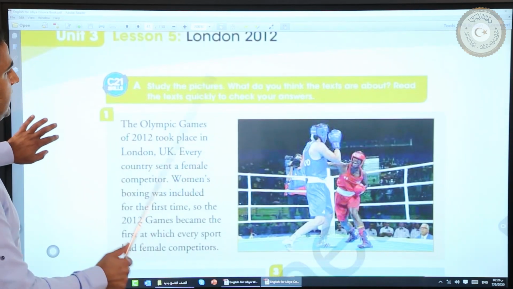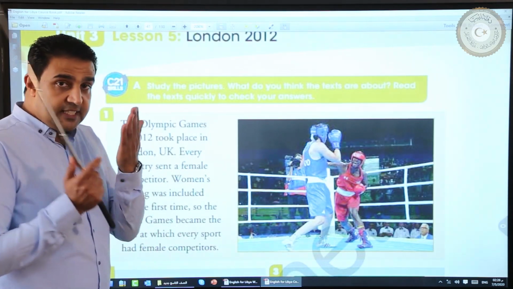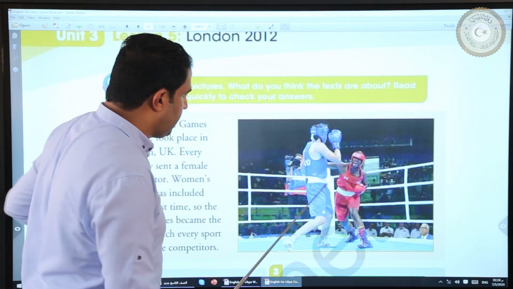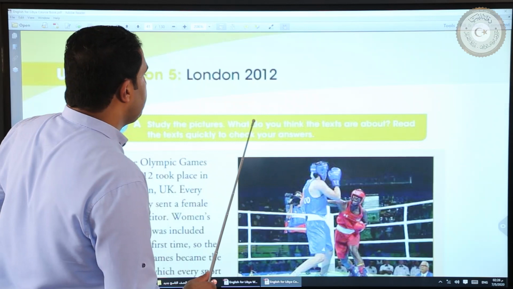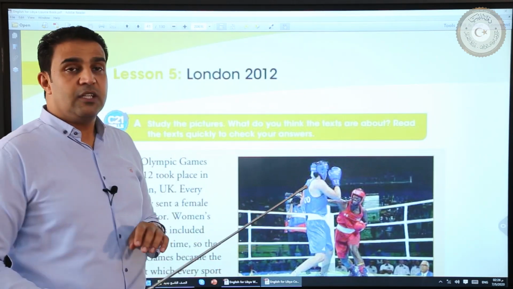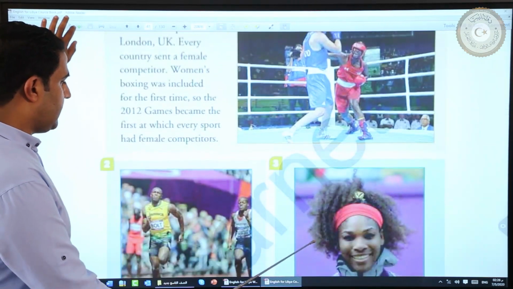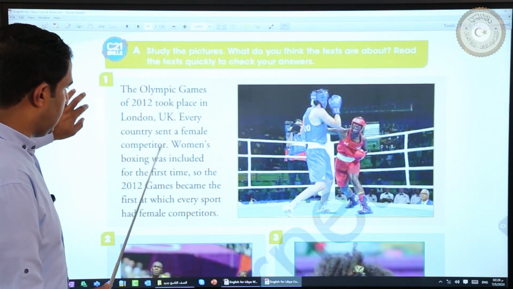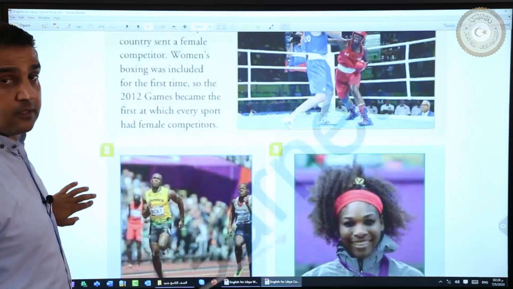Okay, so this is the instruction here. Study the pictures. Study, that means read the pictures. These are the pictures. This one, this one, this one, and the rest below. What do you think the texts are about? Regarding the pictures here, what do you think this text and this text and the sixes are about?